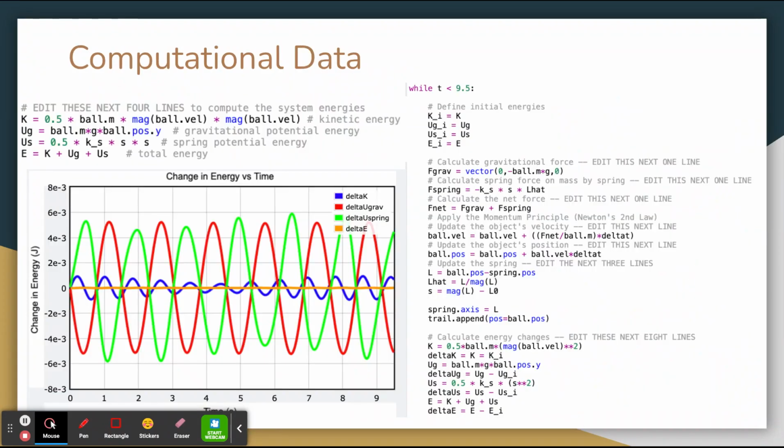Computational data: we basically had to alter the starter code and add in the different energies, such as kinetic energy of 1/2 mv squared, gravitational potential, and spring potential, and then add them all together to get the total energy of the system. And we also had our initial kinetic, gravitational, and spring energies here, and then altered them throughout the motion of the mass. And then we get this graph generated of the changes of each type of energy.